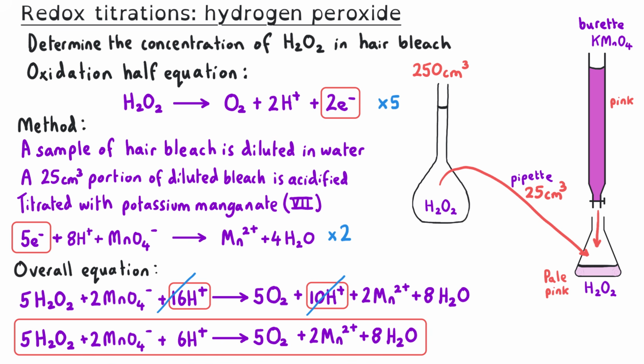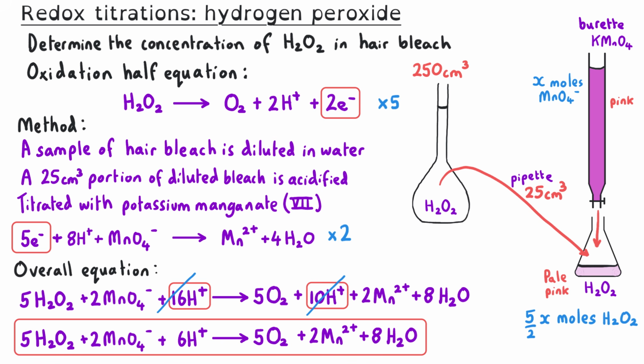Then we'd work out the mean titre volume of manganate(VII), multiply it by its known concentration using moles equals concentration multiplied by volume to work out the moles of manganate(VII) added from the burette. Then we'd use the mole ratio from the redox equation of 2 to 5.